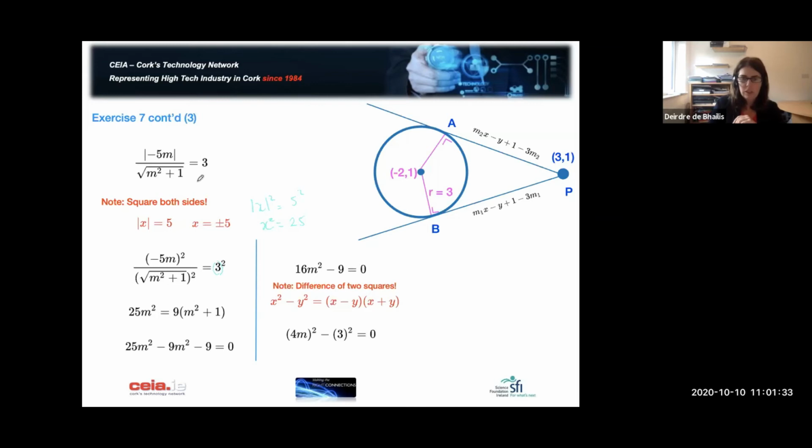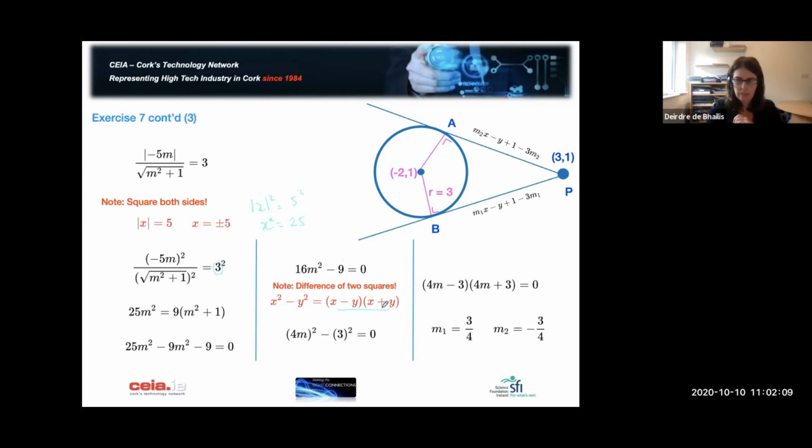So remember, we have to write it in proper square format. So it's not 16m minus 9 by 16m plus 9. We have to convert this into squares. So 4m squared gives us 16m squared, and 3 squared gives us 9. Written in this format, we can simply apply this rule, and that gives us the factors 4m minus 3 multiplied by 4m plus 3, and that's equal to 0.